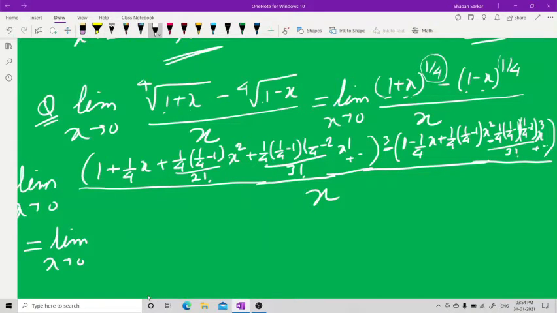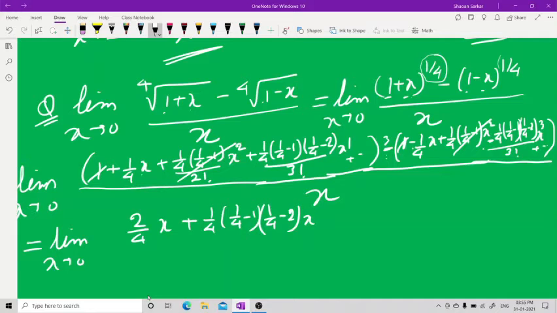Now 1 minus 1 will cancel. Minus will become plus, and then this will become 2 by 4 x. The x square term and x square term will cancel out. This will be minus and minus plus 1 by 4, this will be 1 by 4 and 2 here, 1 by 4 minus 1, 1 by 4 minus 2 into x cube it is, sorry. Into x cube it is.